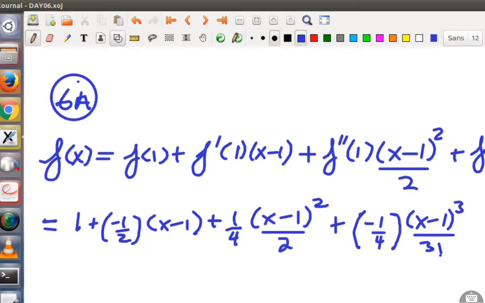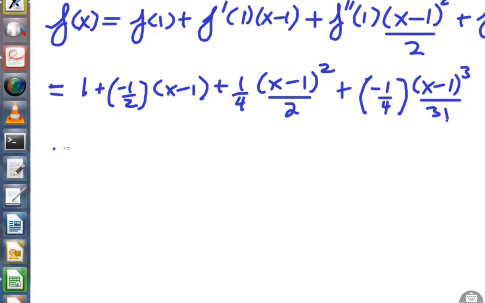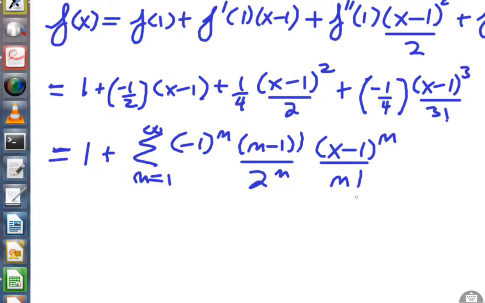So for a general term, isn't it going to be the first term plus sigma as n goes from 1 to infinity of the rule that they gave us for f, the nth derivative, which is negative 1 to the n times n minus 1 factorial over 2 to the n times x minus 1 to the n over n factorial. That's what we're getting, right?